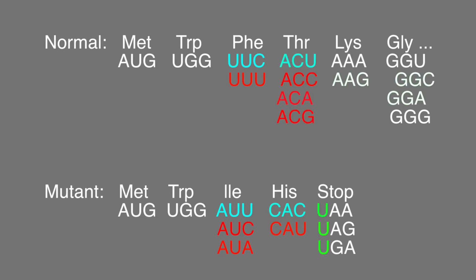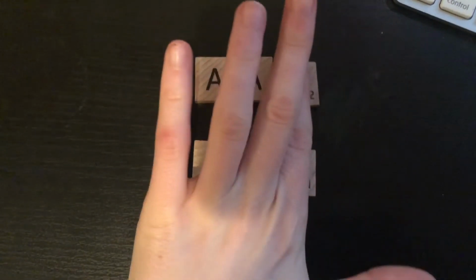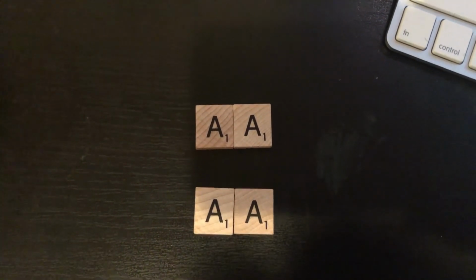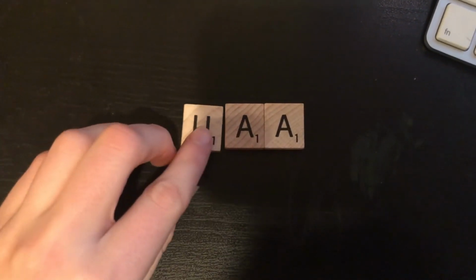The mutant strand is truncated and will need a stop codon next. Since all stop codons start with a U, ACU has to be the codon for threonine in the normal strand. When looking at the codon in the normal strand for lysine, both codons start with AA. This means that the stop codon in the mutant strand will be UAA.